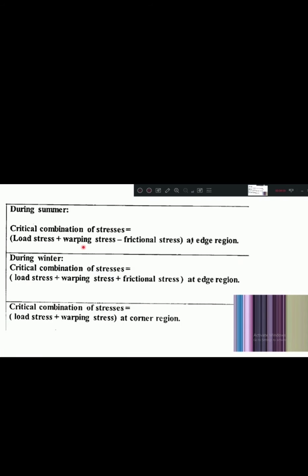Next, coming to the critical combination of stresses, they may ask for the critical combination of stresses. Already I have calculated the other stresses in the previous formulas. During summer, critical combination of stress, and during winter, these are the formulas at the edge region and at the corner region.